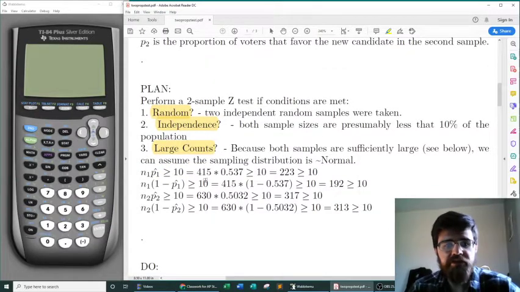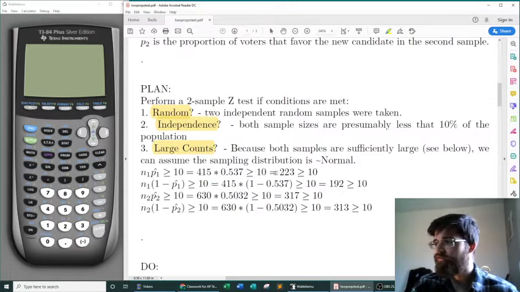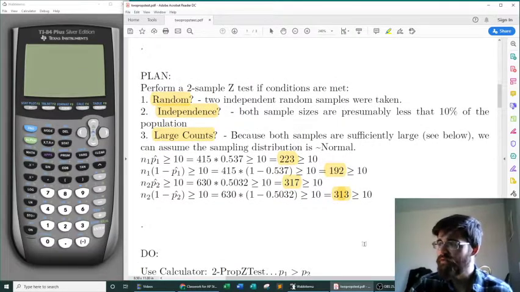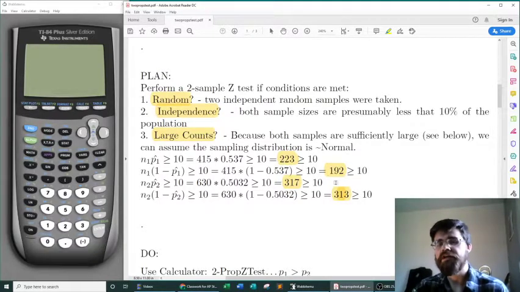Okay, so I've checked these conditions. We've said N1 times P1 is greater than 10. 415 voters times about 54% is much bigger than 10, so we're safe. So this is the way that we've gotten used to doing this, and it's a great way to check. Notice that we have every conditional value greater than 10. So I like to show the math, n times p is greater than 10, but you could also just make a little two-way table and just show that we have 223 voters said yes in the first sample, 192 said no. Those numbers are greater than 10, so we're good. But I like to show the math just because it's pretty straightforward and it's what we're used to.